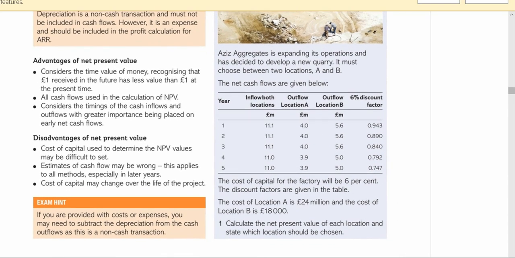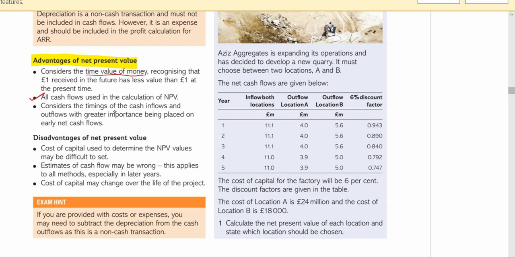Advantages and disadvantages of net present value. Advantages of net present value: it considers the time value of money, recognizing that £1 received in the future has less value than £1 at present. So in net present value we consider the time value of money. All cash flows are used in the calculation of net present value. So in net present value we use all cash flows.